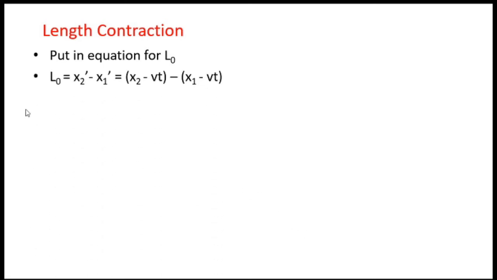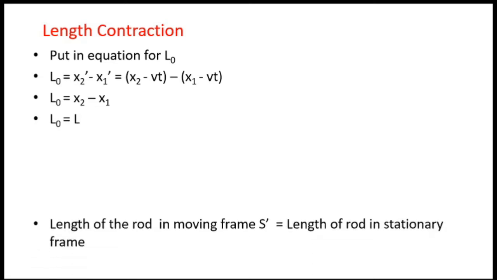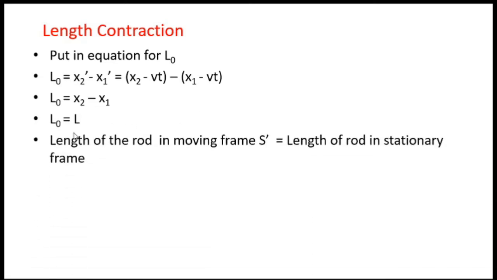So we get L0 is equal to x2 dash minus x1 dash, that is equal to x2 minus vt minus x1 minus vt, and if we observe this carefully, the minus vt gets cancelled with the plus vt, minus minus plus, and so what is left? L0 is equal to x2 minus x1. But what was x2 minus x1? It was equal to L, that is the length of the rod in the frame S.